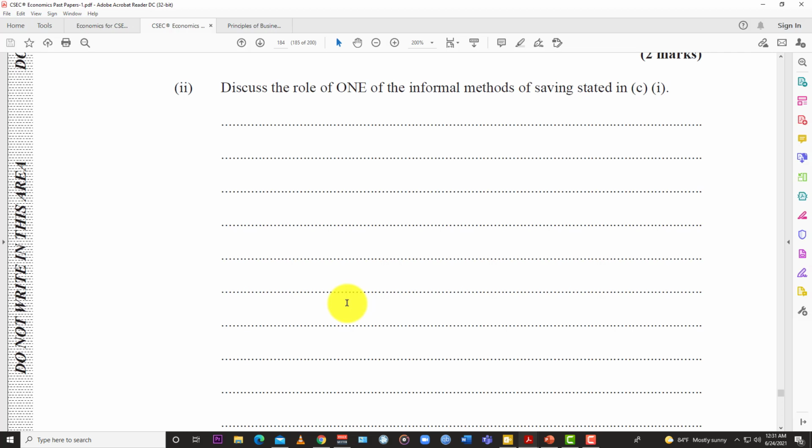But yes, so the role of the susu is, of course, we said, to save and also to receive lump sum payments so that you can make some major purchases and things like that.